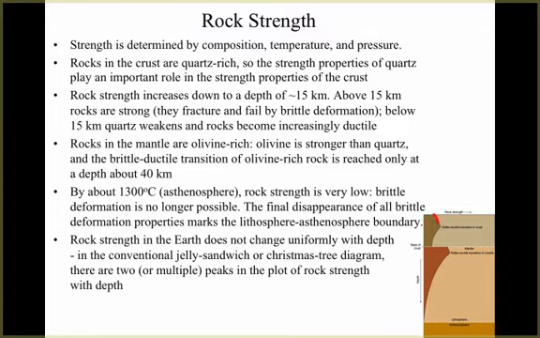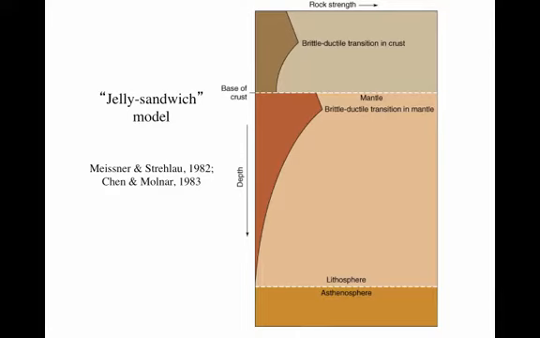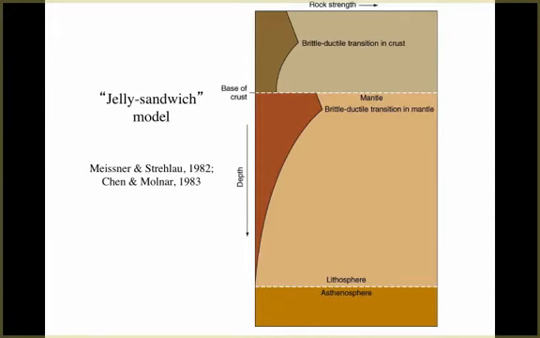In this one, we have the strong, crusty bread at the top of the sandwich, the weak jelly in the middle, and the strong, crusty bit of bread that is the lower part of the sandwich. And that happens to also look a little bit like a Christmas tree. Let's look at that a little bit more closely. So we have the crust, the Moho, the mantle, and the lithosphere-asthenosphere boundary.